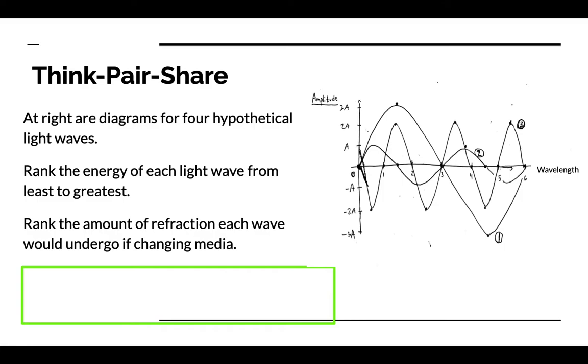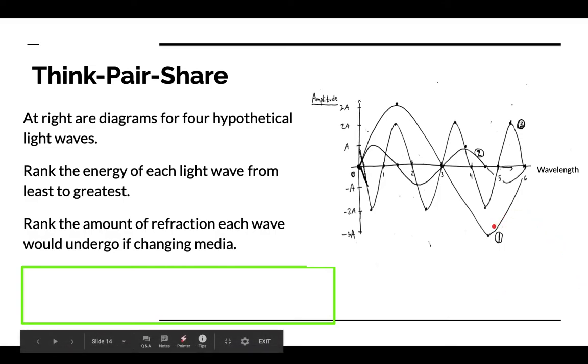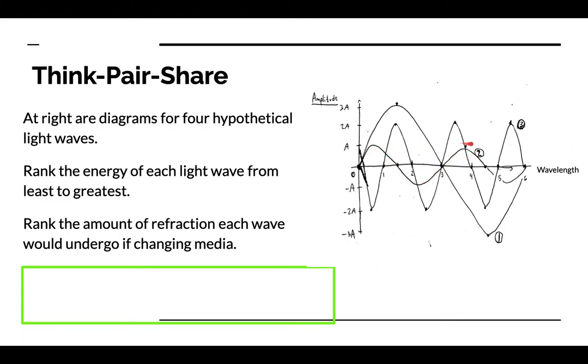All right, so here's a think, pair, share for us here. At right are diagrams for 4 hypothetical light waves. We want to rank the energy of each light wave from least to greatest. And then we want to rank the amount of refraction each wave would undergo if changing media. All right, so we have number 1 right here. Number 2 is this wave right here that I'm tracing out right now. Let me trace that again because I didn't do the best at it. And then number 3 is this wave right here. So take a moment to answer, and then we'll bring it back together and go over this together as a class.